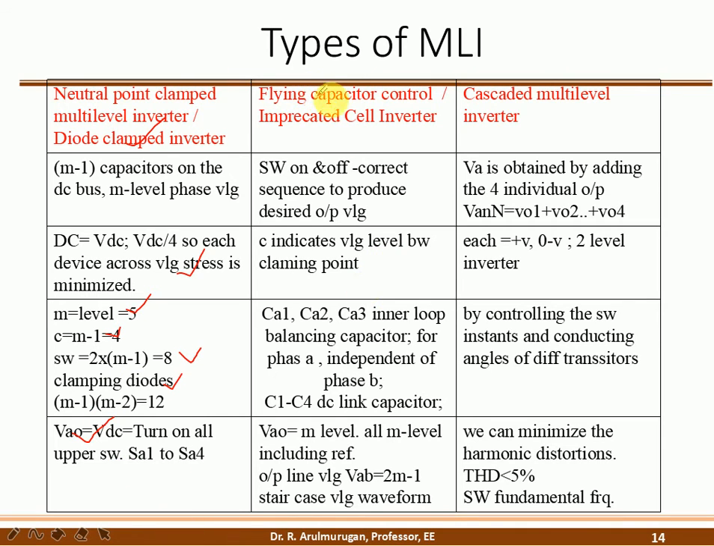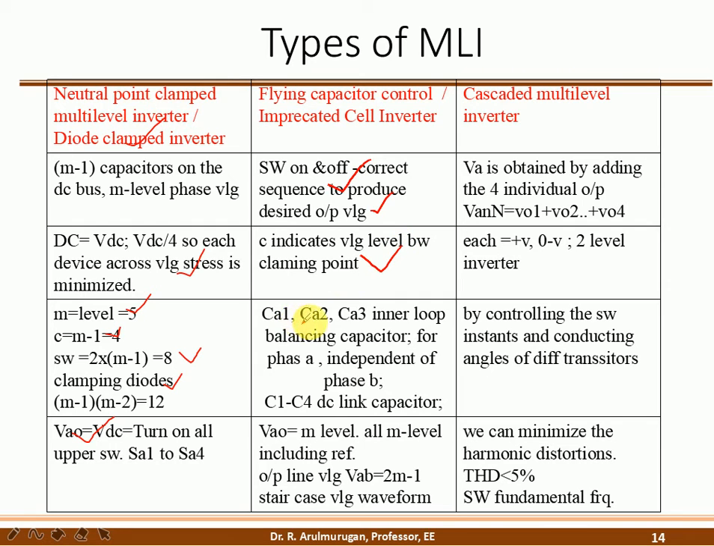Okay, the next one, the flying capacitor method. Switches are used here. What is the purpose of the switches? On-off purpose. You select the correct sequence to produce the desired output voltage. The capacitor indicates the voltage level of the clamping point.